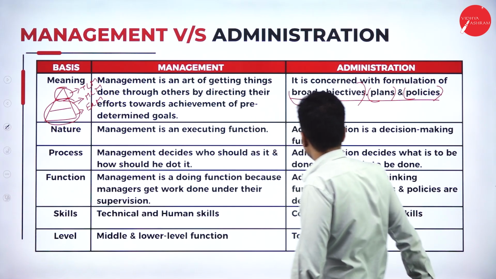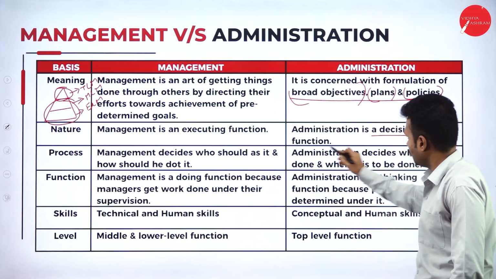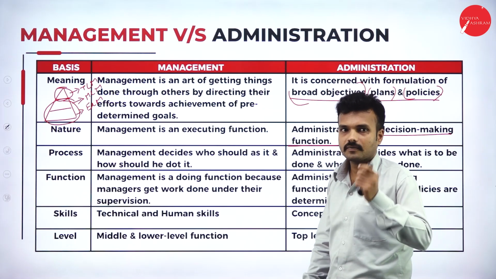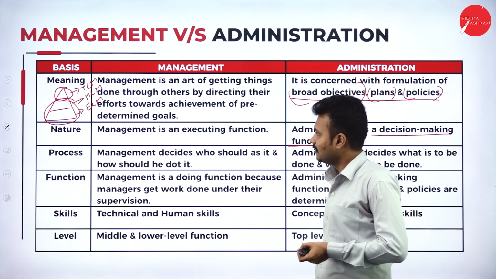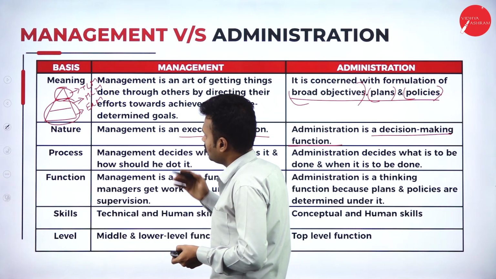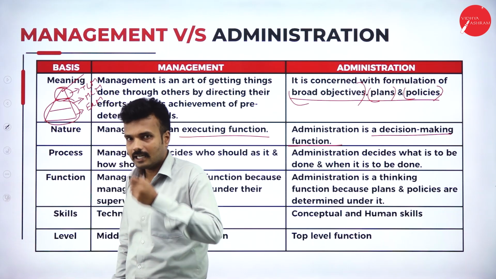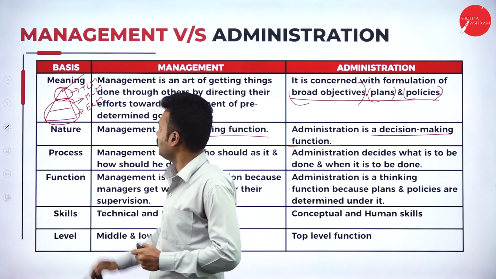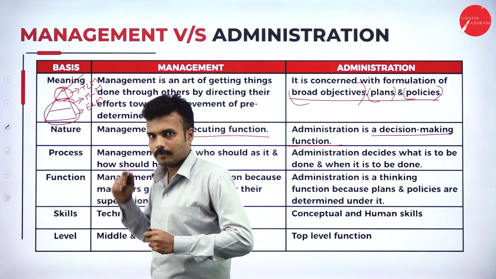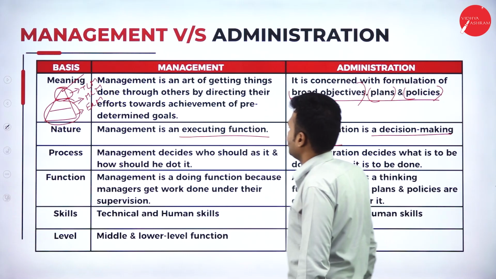What is the nature of administration? Administration is the decision making function. As we know, the administration is the only authority which makes the decisions of the organization. So here the management is an executing function. Whatever decisions or things are instructed by the top level management must be followed by the middle or the executive level management. That is the procedure. That is how things happen in an organization.